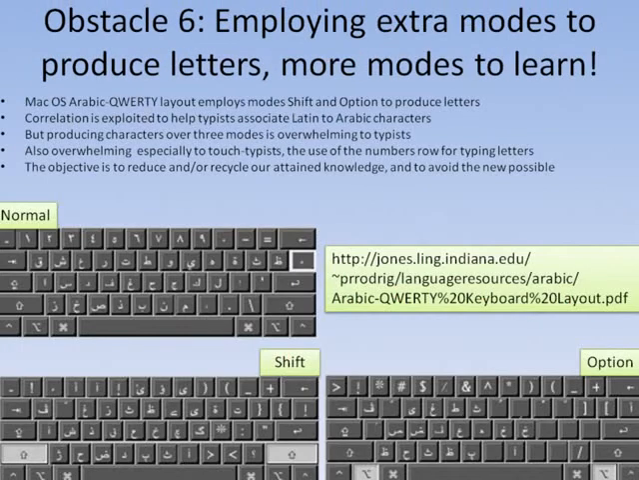In the sixth obstacle, the Mac OS Arabic QWERTY keyboard layout employs extra modes to produce the 48 or more Arabic letters: mode shift, and option. Correlation from Latin to Arabic and among Arabic characters is exploited. But first, letters like Alif and its modified forms are still scattered in several locations. Second, many letters have multiple accessing schemes, such as Ain, Ghain, Ta, Qaf. And last, the top numbers row is used exhaustively for typing letters as well as numbers, which is not typically appropriate for touch typists. The mechanism for producing letters that differ in just one or more dots should be enhanced. Three modes are simply overwhelming.